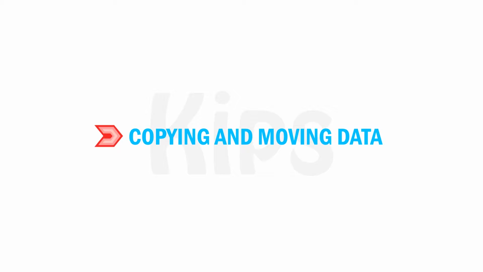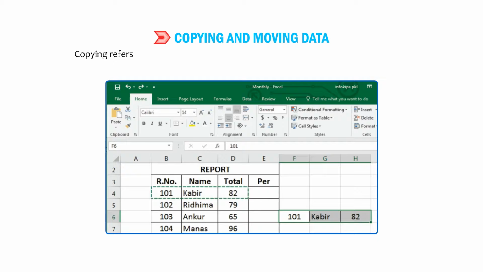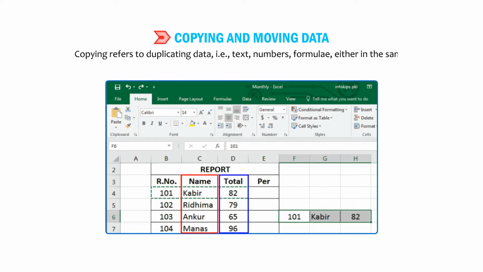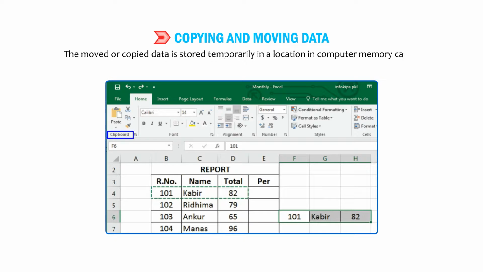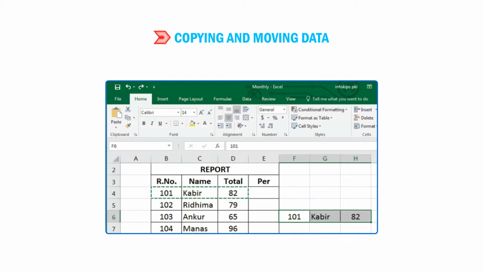Okay, students, now let us find out how to copy and move data. Copying refers to duplicating data, that is, text, numbers, formulae, either in the same worksheet or a different one. Moving refers to changing the position of data either in the same worksheet or in a different worksheet. The moved or copied data is stored temporarily in a location in computer memory called clipboard. To move or copy data, use the cut, copy and paste commands.